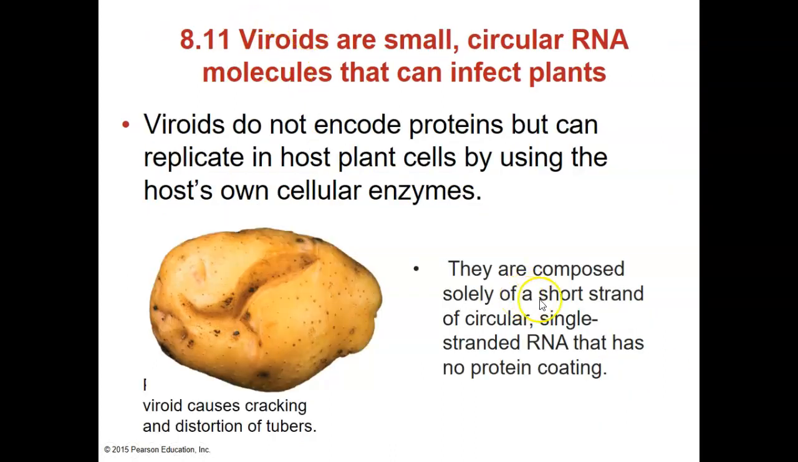Viroids are a short strand of circular single-stranded RNA. This small molecule does not encode any proteins, but this RNA molecule can replicate in host plant cells by using the host cellular enzymes and machinery, causing the host plant to crack and tubers to become distorted.